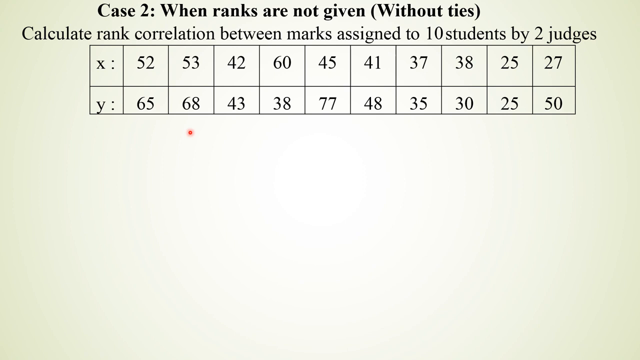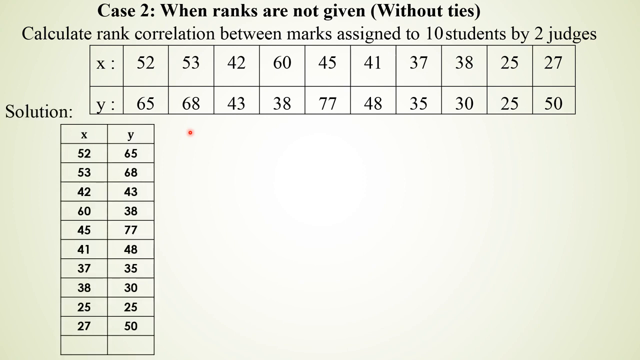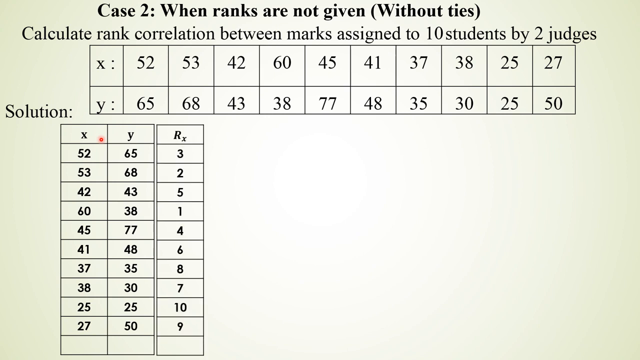So you have to compute the rank assigned by the judge 1 and the judge 2. So just consider the tabular column over here where the first column indicates the marks assigned by the judge 1 and second column indicates the marks assigned by the second judge. So let me just compute the rank assigned by the first judge over here.